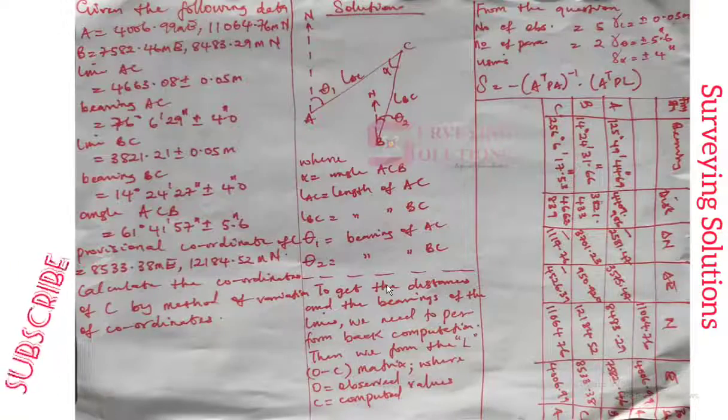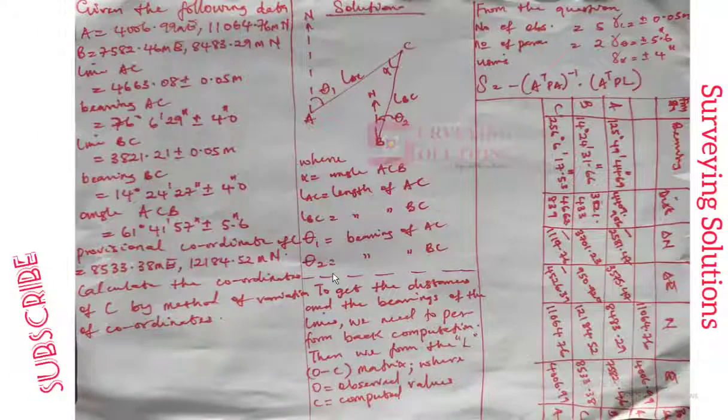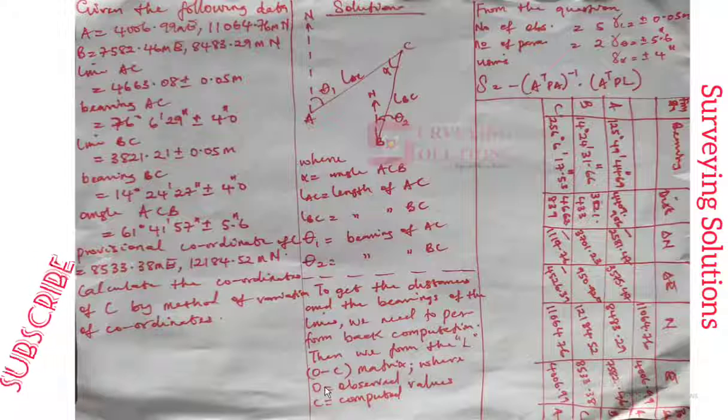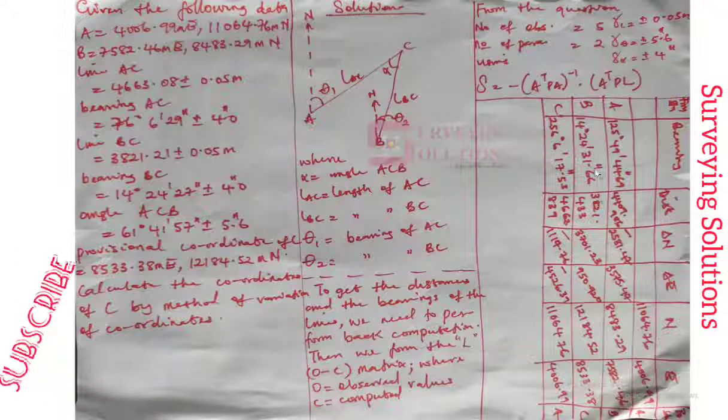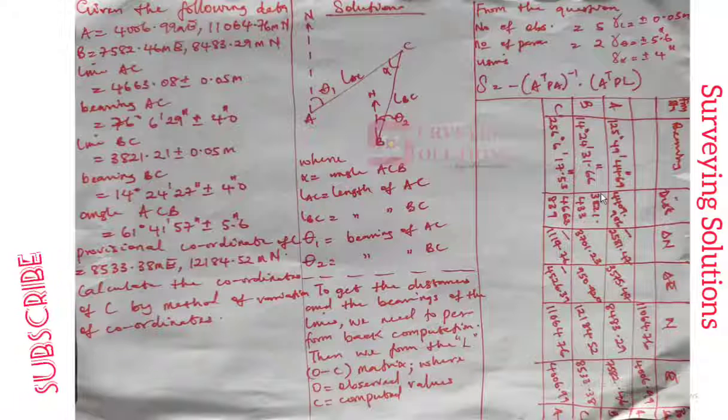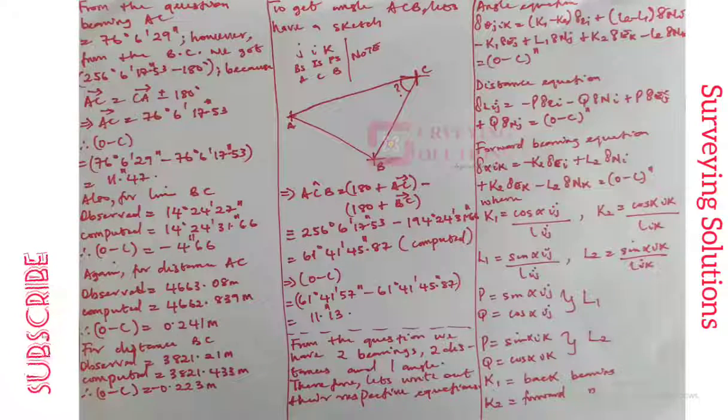Good. So as we told you earlier, you need O minus C, which is observed minus computed. And all the values you saw on this back computation table are all the values for computed. So we are now going to show you the next slide where you will see how we came about our observed and computed. Now from the question, bearing AC is 76 degrees 6 minutes 29 seconds.